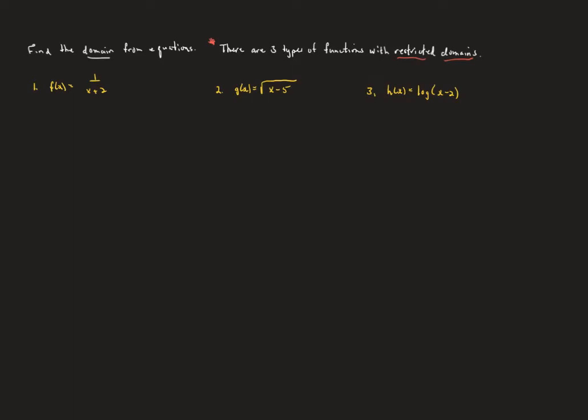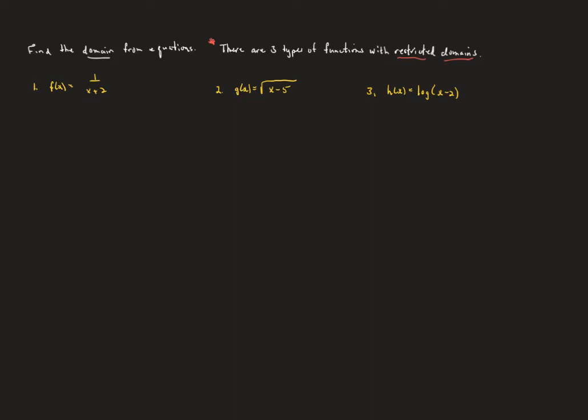So next we're going to talk about finding the domain from equations, functions that are given as equations rather than the graphs. In general, the domain is as large as possible. So we assume the domain is going to be all real numbers unless one of these three types of things occurs. There are three types of functions that have restricted domains.